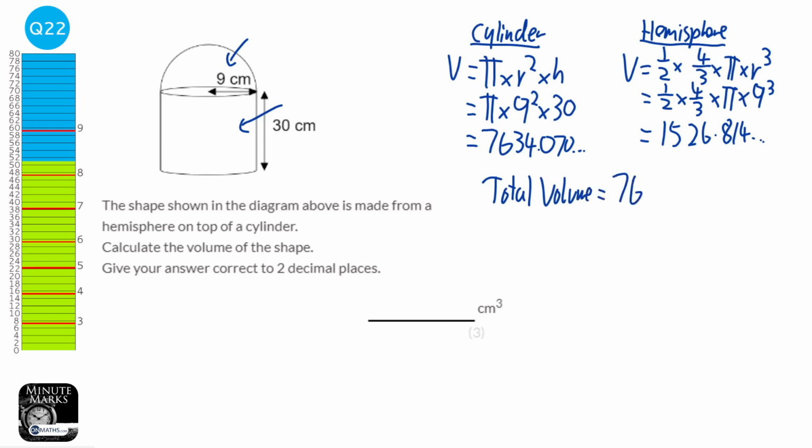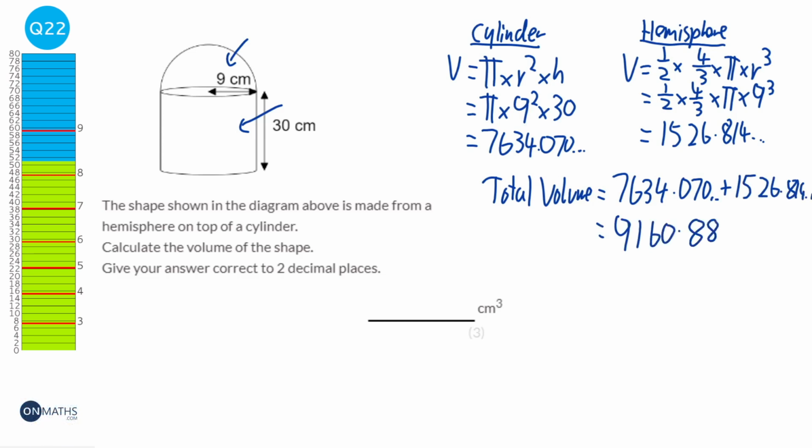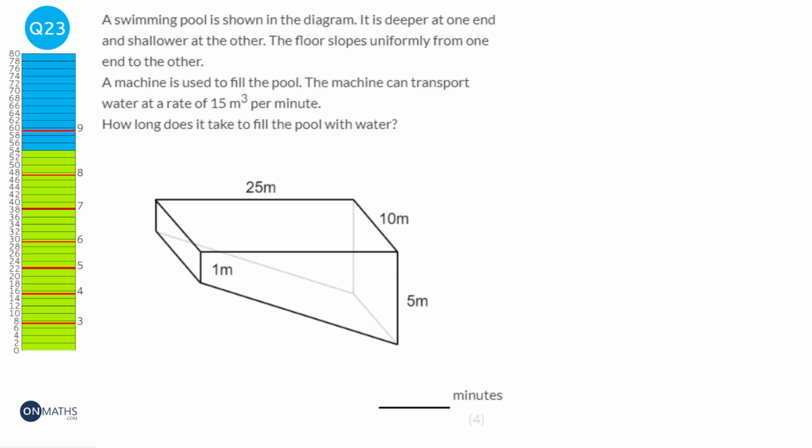is 7,634.070, blah, blah, blah, plus the 1,526.814, blah, blah, blah, which equals 9,160.884, blah, blah, blah. It says it wants it to 2 decimal places, so when we round that, we get 9,160.88. First thing we need to do is work out the volume of this prism, and it's a trapezium-based prism.